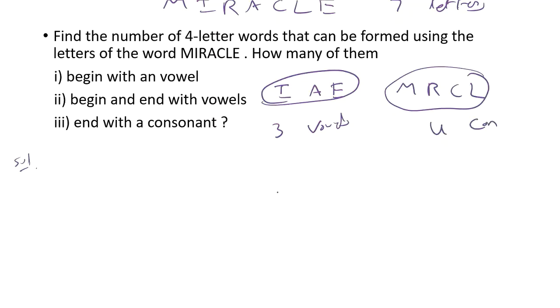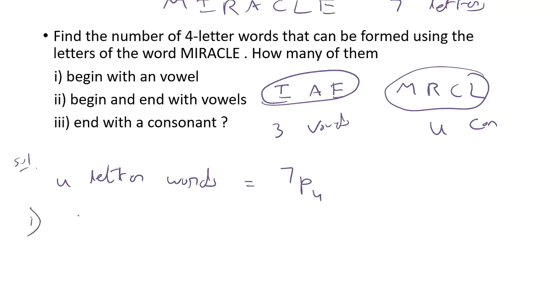Now, how many 4-letter words can be formed? I think you can directly write down the answer here. 4-letter words is equal to 7P4, because we have 7 distinct letters and we have to form 4-letter words, which can be done in 7P4 ways. Now let us answer the first one.